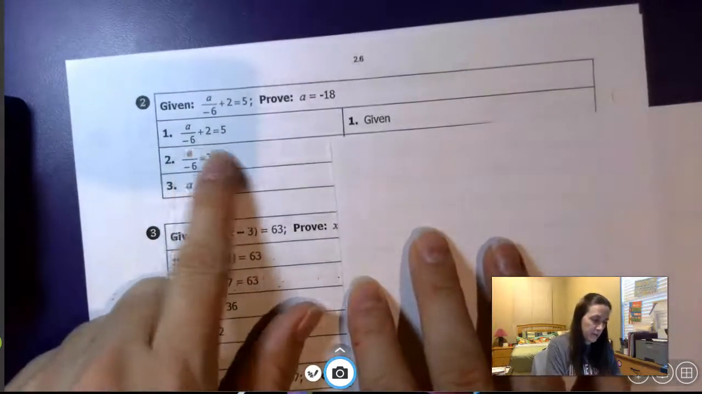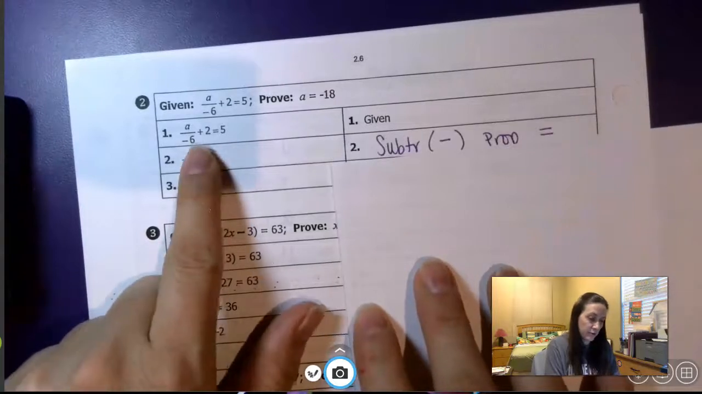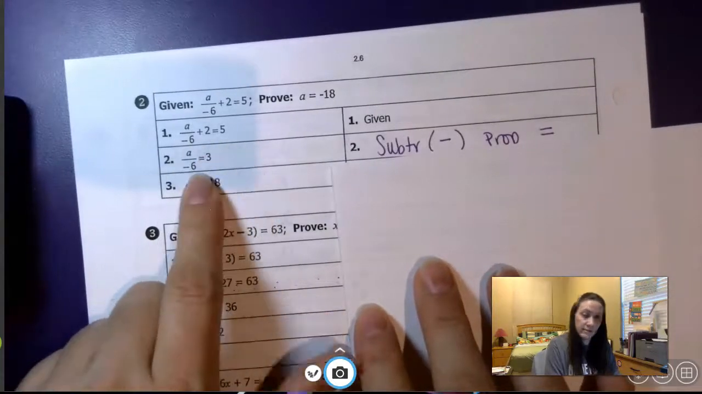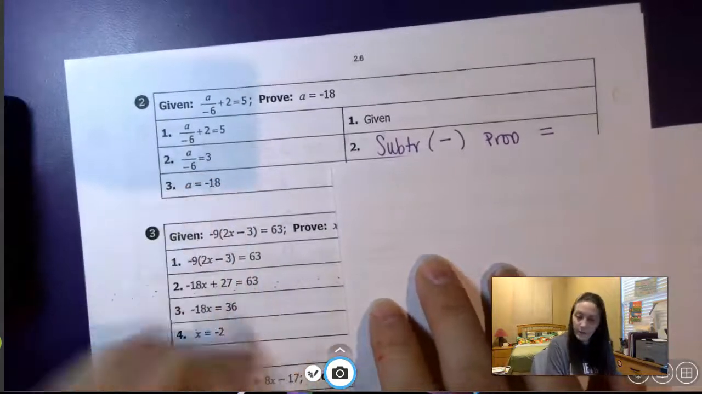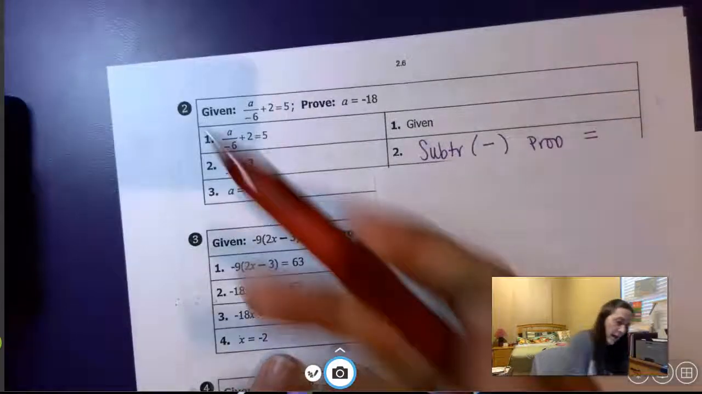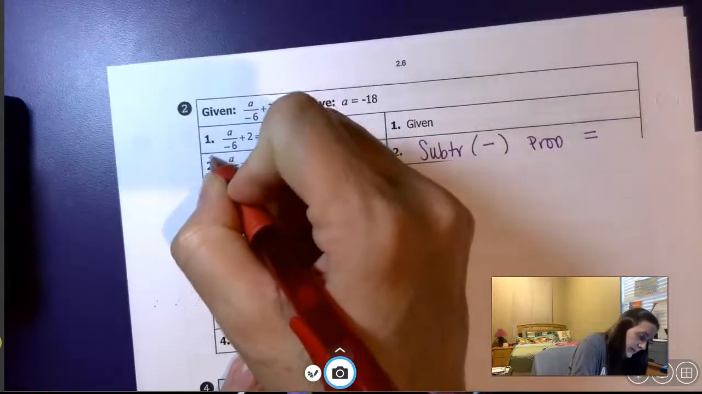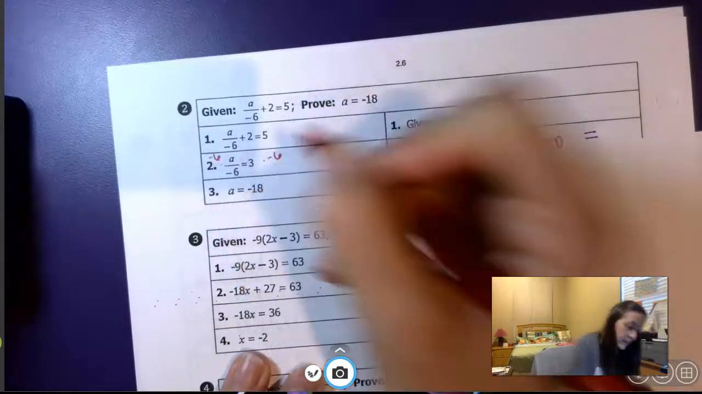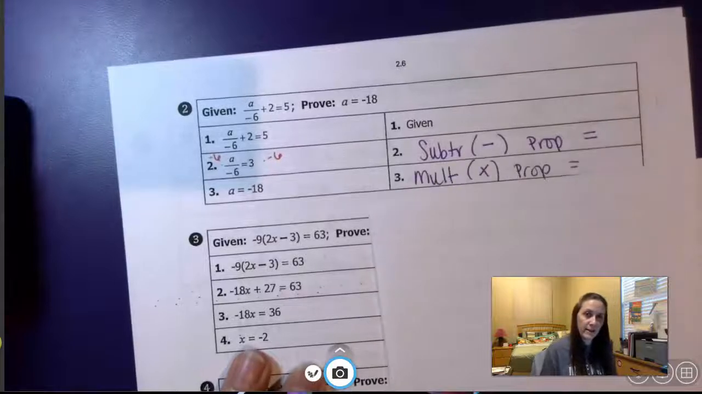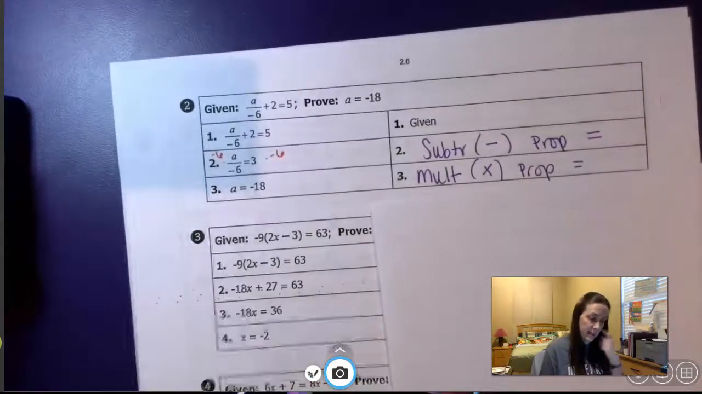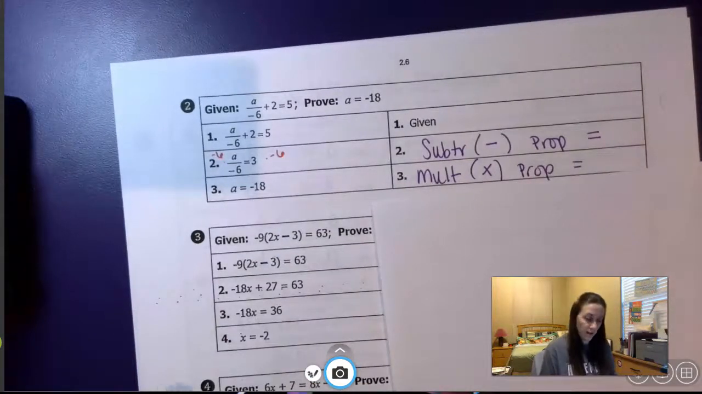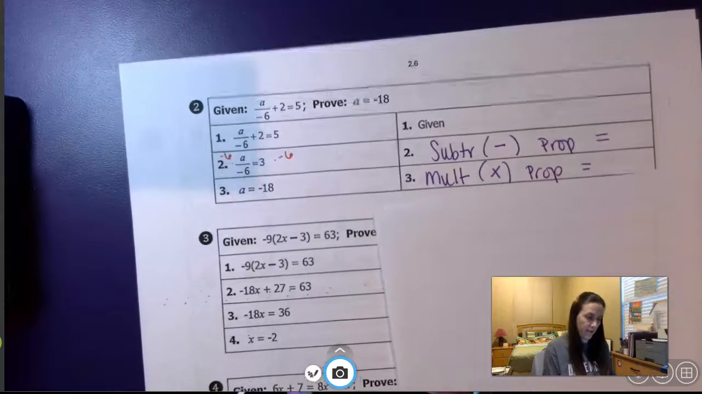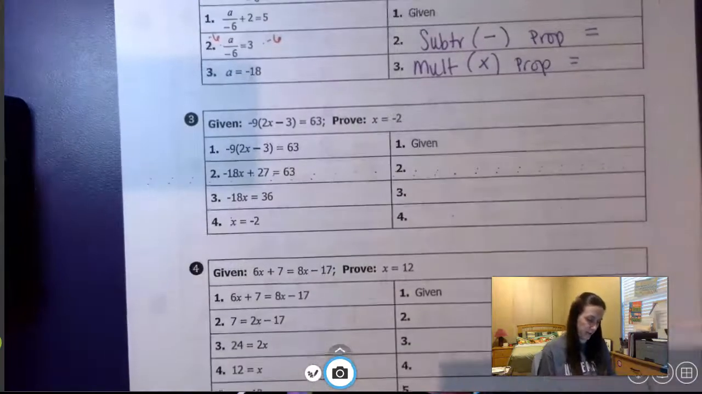And then what I'm going to do first is get rid of that 2. So I subtract the 2 on both sides. And then here, because I have this number on the bottom, I'm going to multiply both sides by -6. So when I multiply both sides by -6, that's what I had to do to get to that last step. Okay, we're going to go down to the number 5 question.